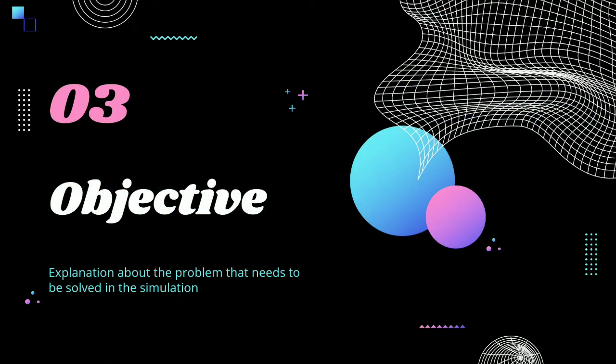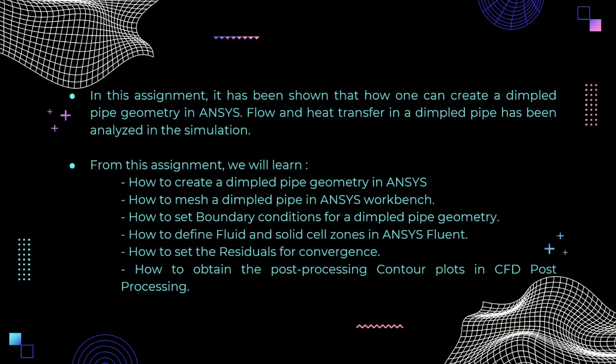So for part 3, which is the objective, this part will be the explanation about the problem that needs to be solved in the simulation. In this assignment, it has been shown how one can create dimple pipe geometry in ANSYS. Flow and heat transfer in a dimple pipe has been analyzed in the simulation.